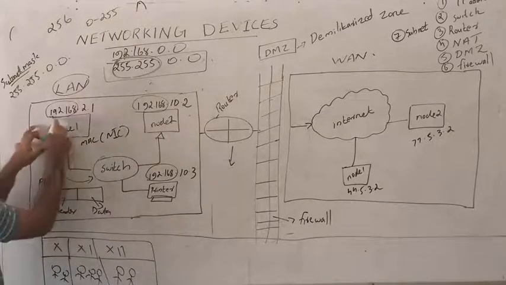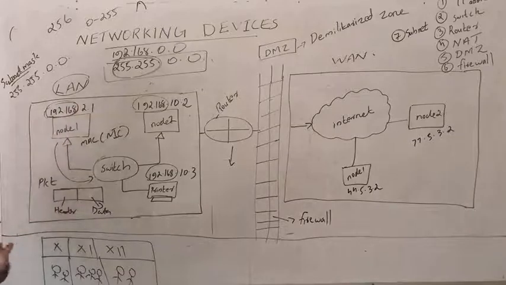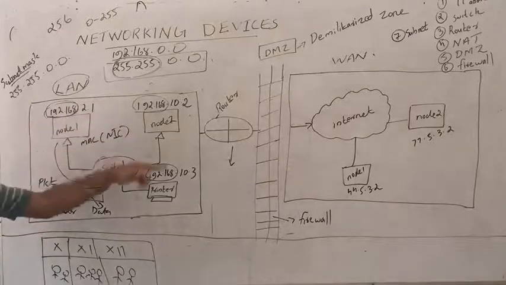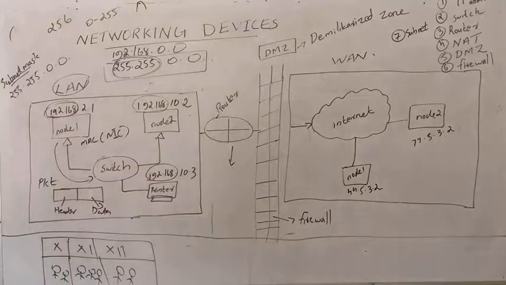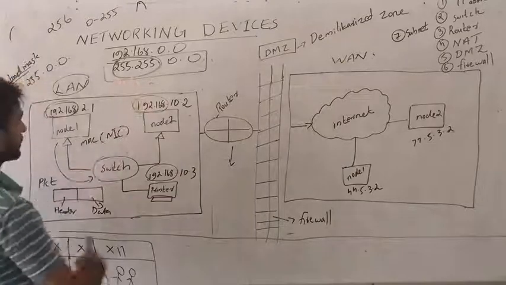So the first two digits of an IP address are the same, which means that all devices are inside the same network. This is the main concept. Now look at that. Assume another case. We already studied this LAN.